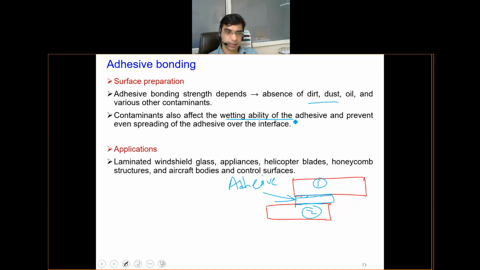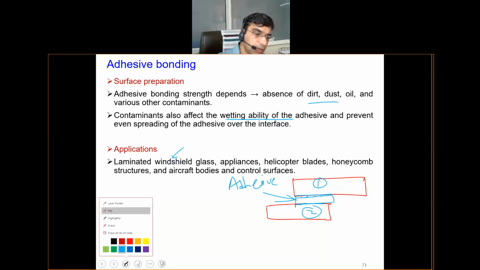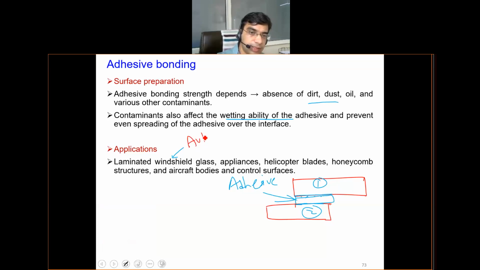These are some more applications of adhesive bonding, which include laminated windshield glass. All these laminated windshield glasses used in automobiles, all the windscreens, are made using adhesive bonding, because with the glass there are multiple, three or four, layers of acrylic, which is another polymer, basically to minimize the shattering of the glass upon impact. They are laminated together and then sandwiched using this adhesive bonding.